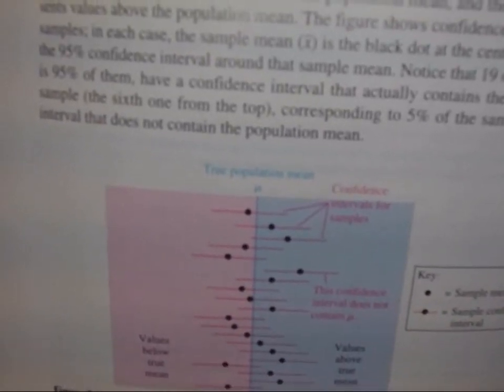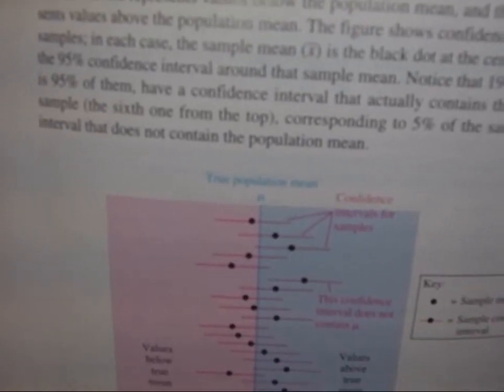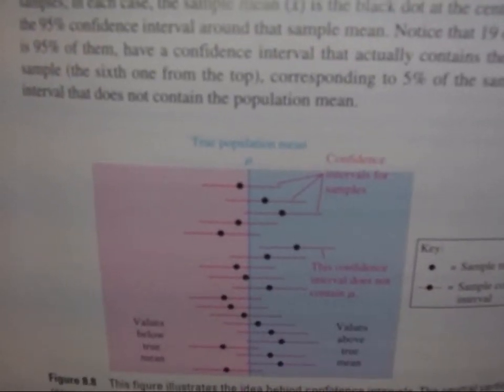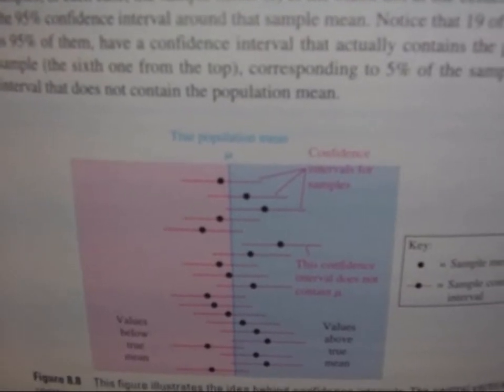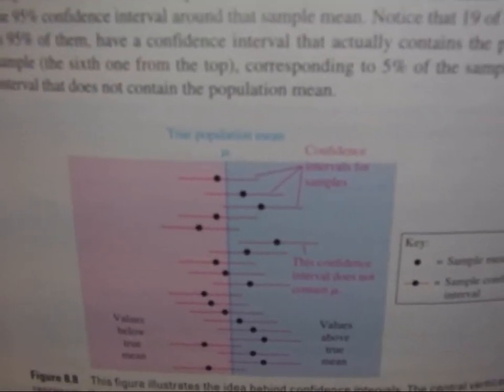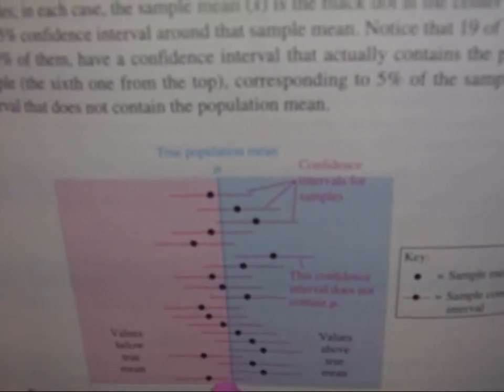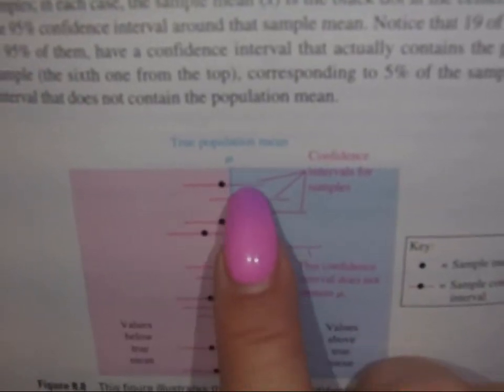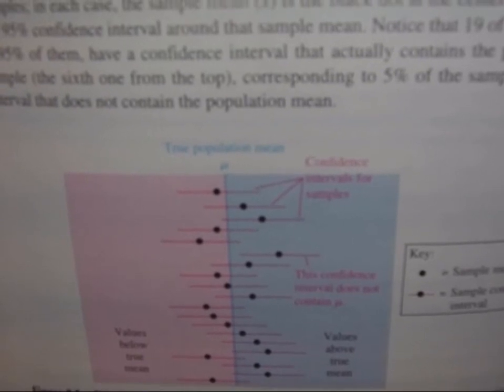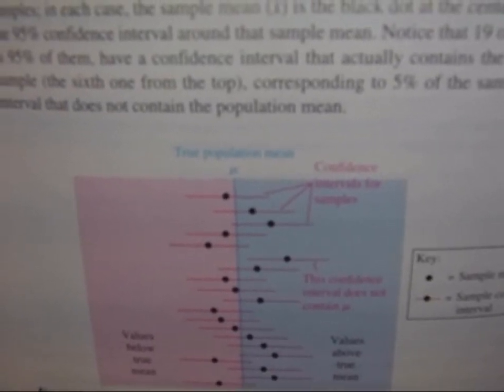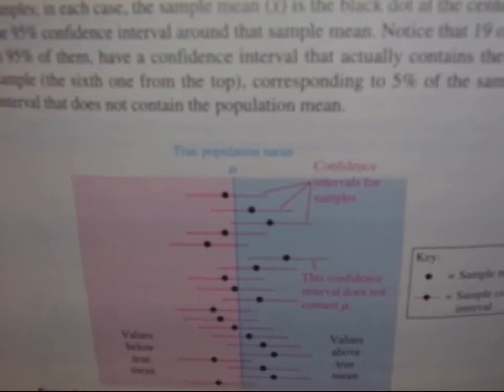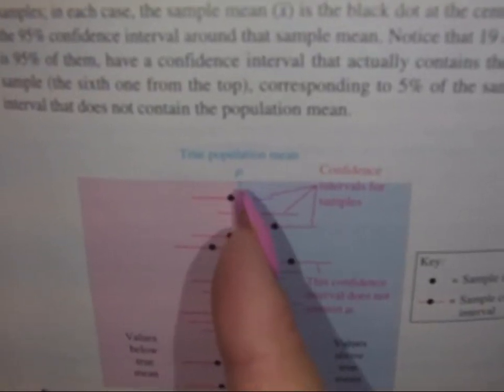So basically what we would do is do this over and over and over again. It looks like 20 samples in here, with 20 means and 20 confidence intervals. Then they say that they are 95% sure that they have the mu, here's my population mean, inside of these sample confidence intervals. So what does that mean? 19 out of 20 of these contain mu, the actual population mean.